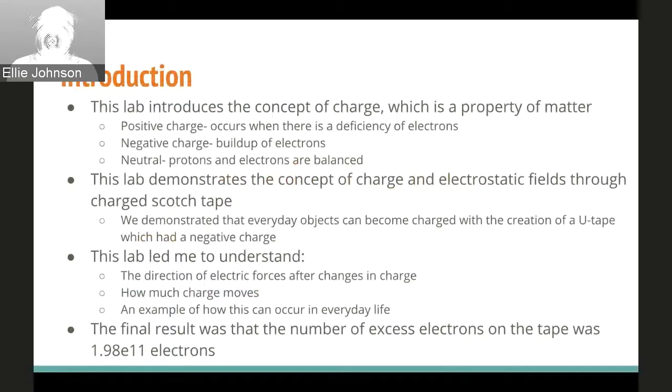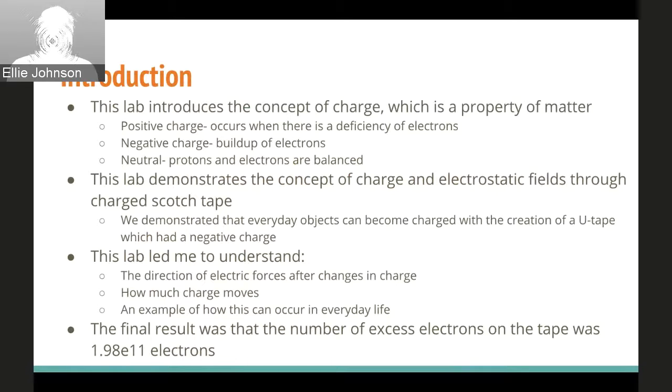This lab introduced to me the concept of charge, which is a property of matter, and that there could be positive charge, negative charge, or an object that is neutral. These charges depend on the deficiency or buildup of electrons. I came to understand this concept through electrostatic fields on charged Scotch tape that I created. I created a U-tape which had a negative charge.